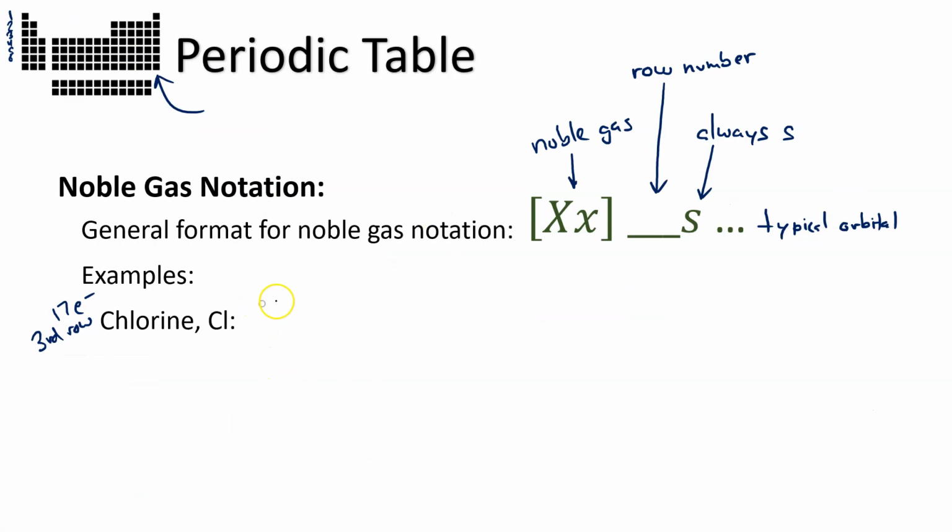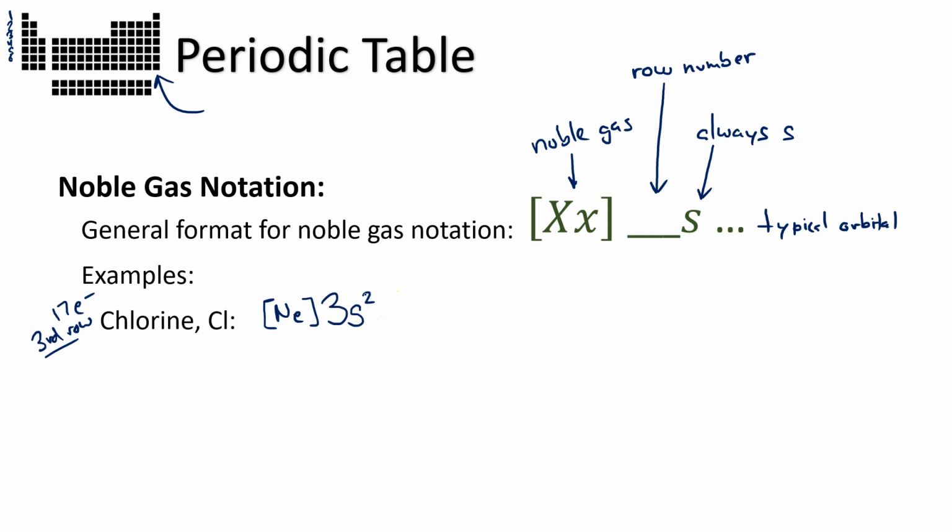So my noble gas notation begins with square brackets and the Ne symbol inside those square brackets. Following the noble gas symbol will be an s orbital. You know it's an s because it is always an s orbital. The way that you can tell which s orbital, is it 1s, 2s, 3s, 4s, or so on, is the row that chlorine is in. We've already established chlorine is in row 3, which means I'm starting at 3s.